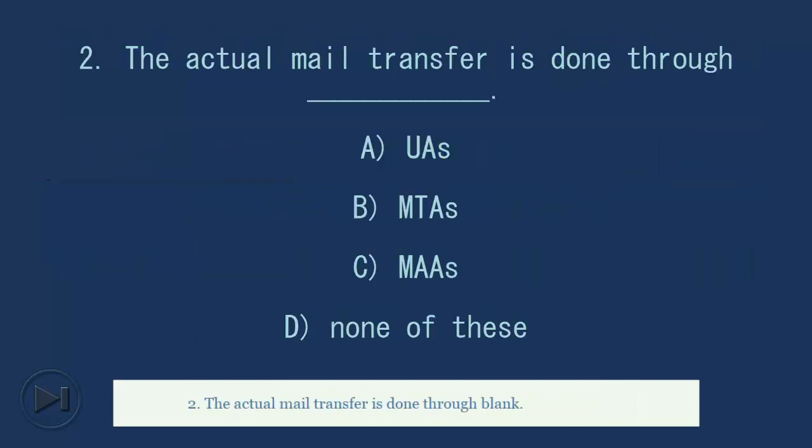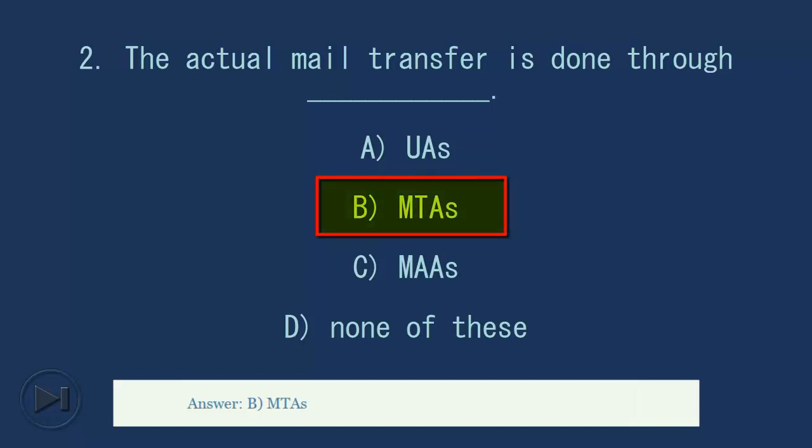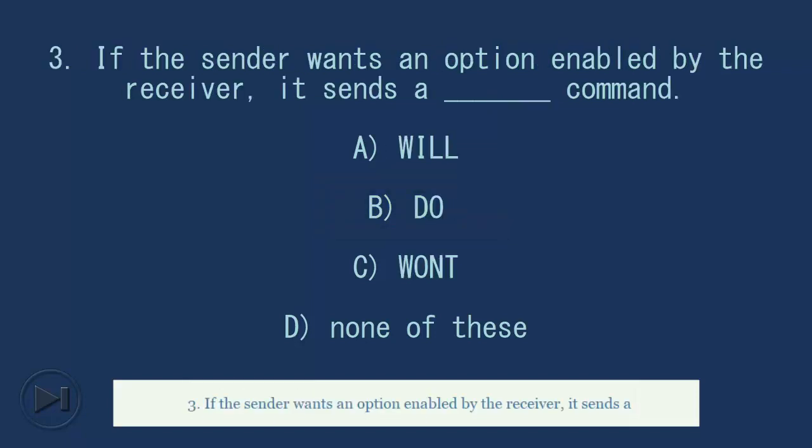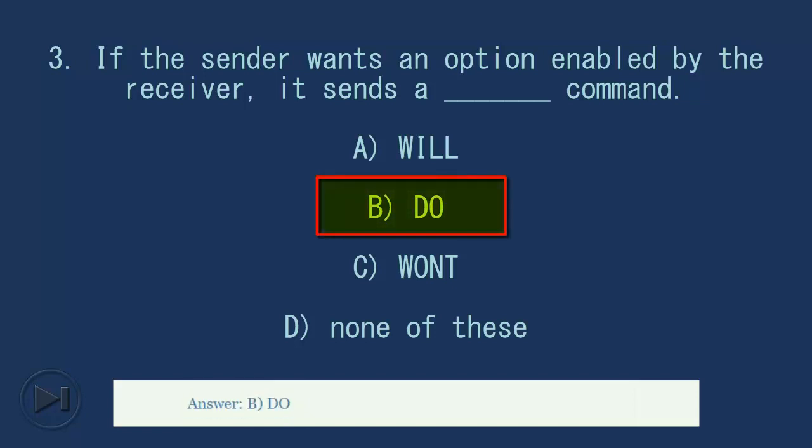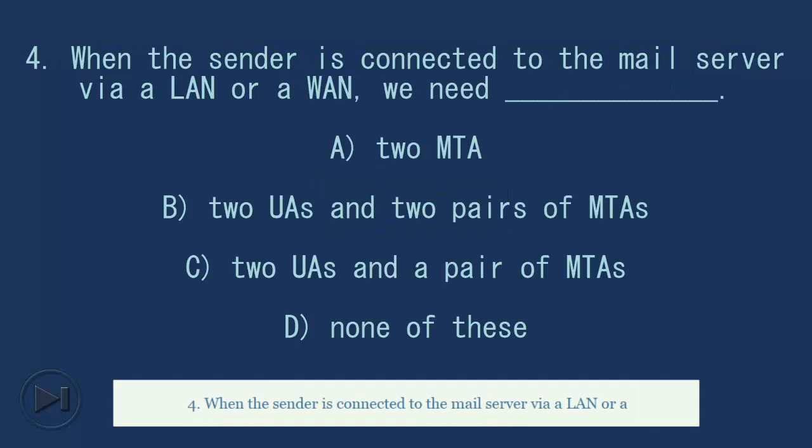2. The actual mail transfer is done through blank. A. UAs. B. MTAs. C. MAs. D. None of these. Answer, B. MTAs. 3. If the sender wants an option enabled by the receiver, it sends a blank command. A. Will. B. Do. C. Won't. D. None of these. Answer, B. Do.